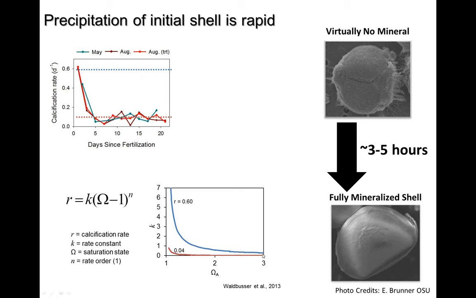And so what you'll see is that when we're up about 3, there's not much difference. As we start approaching 2, the rate constant that's needed to support the higher calcification rates really starts to separate from the slower calcification rate. And as we start approaching undersaturation, the rate constant that you need increases exponentially. And obviously we know that this is a simplification of the system because many organisms can calcify in undersaturated conditions, but it gives us an idea of a constraint on the biocalcification process.